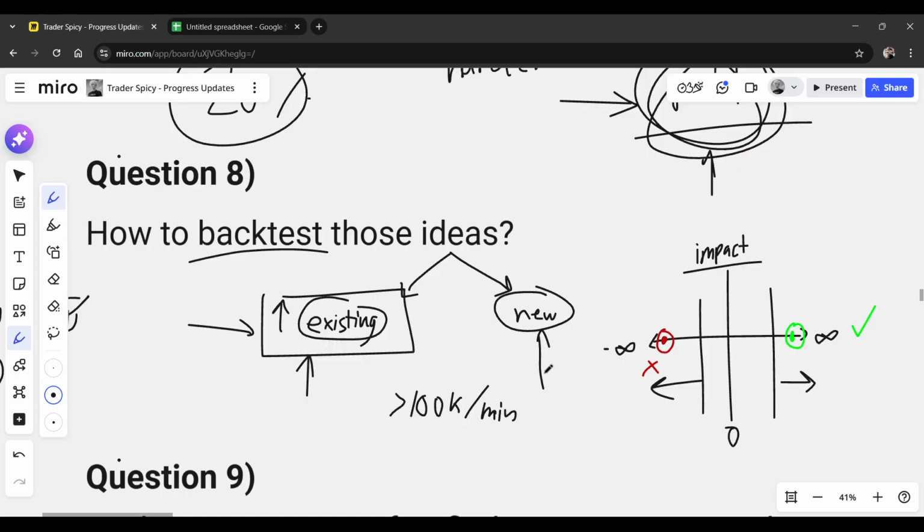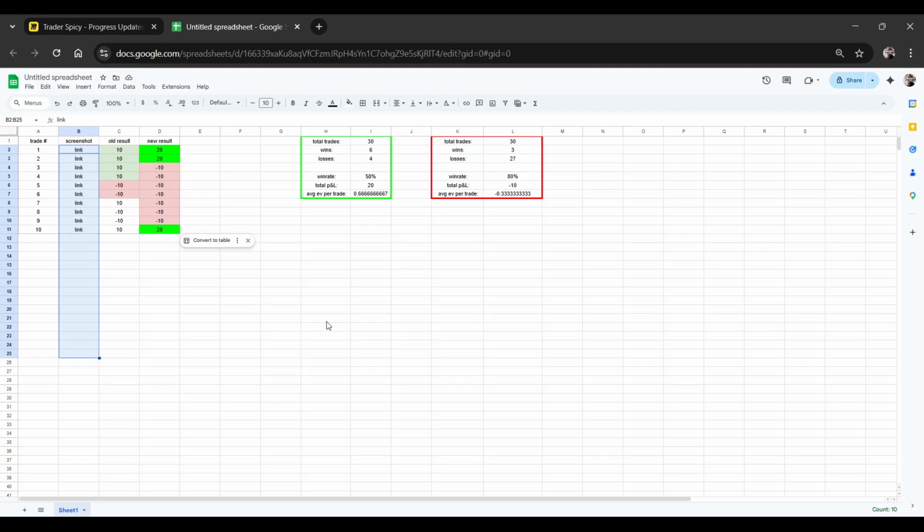Actually, you know what? I'll just quickly ramble on testing if a new idea works too. So basically, it's the exact same process. We just want to collect the same data. How many times did this thing happen? How many times did the idea win? How many times did the idea lose? What's the success rate or win rate of the idea? And what's the total profit if I was to go and trade it, right?